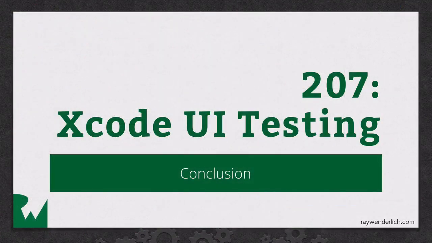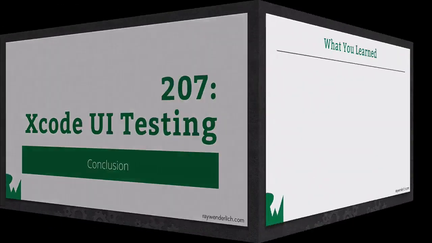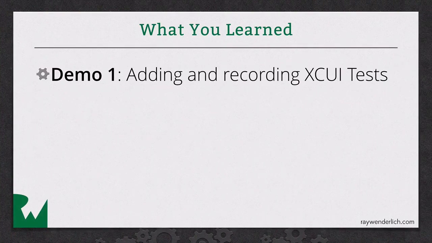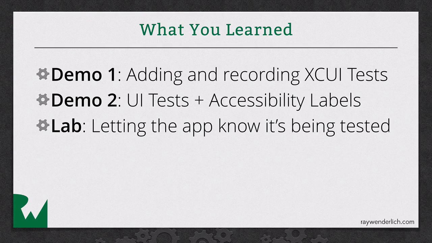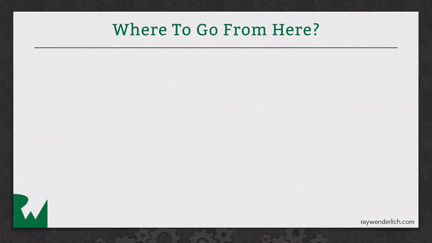All right, and it is now time for the dramatic conclusion. All right, so what did we learn today? In the first demo, you were able to add and record UI tests for an existing application. And in the second UI test, you were able to take advantage of those UI tests and accessibility labels. And in the lab, you were able to let the app know it was being tested and pass in information as you were going. Now, where do you want to go from here?